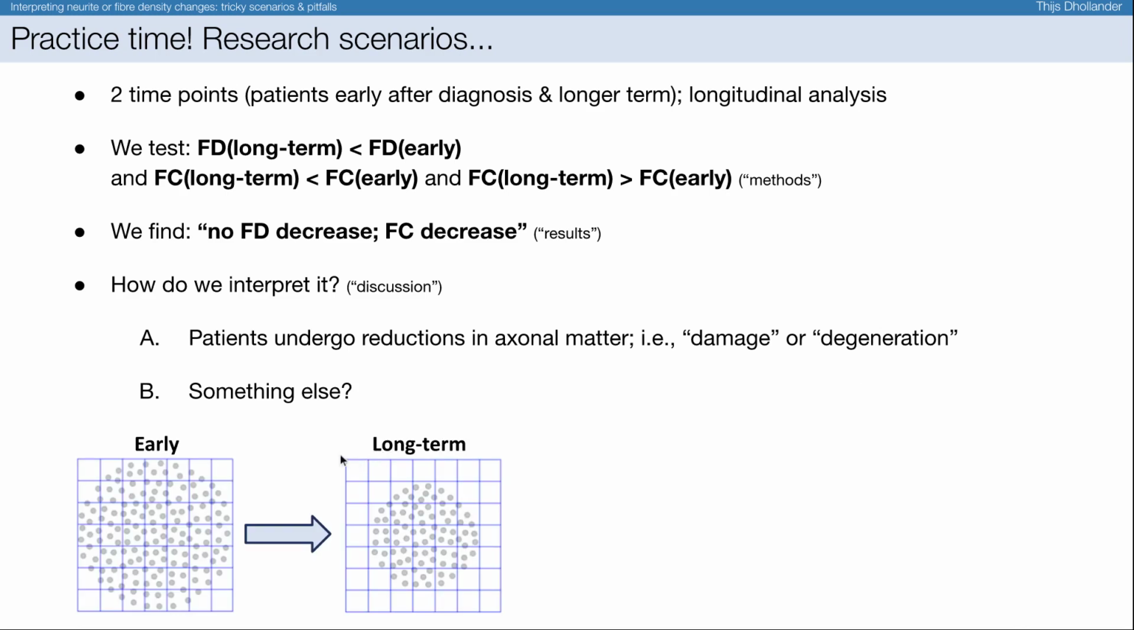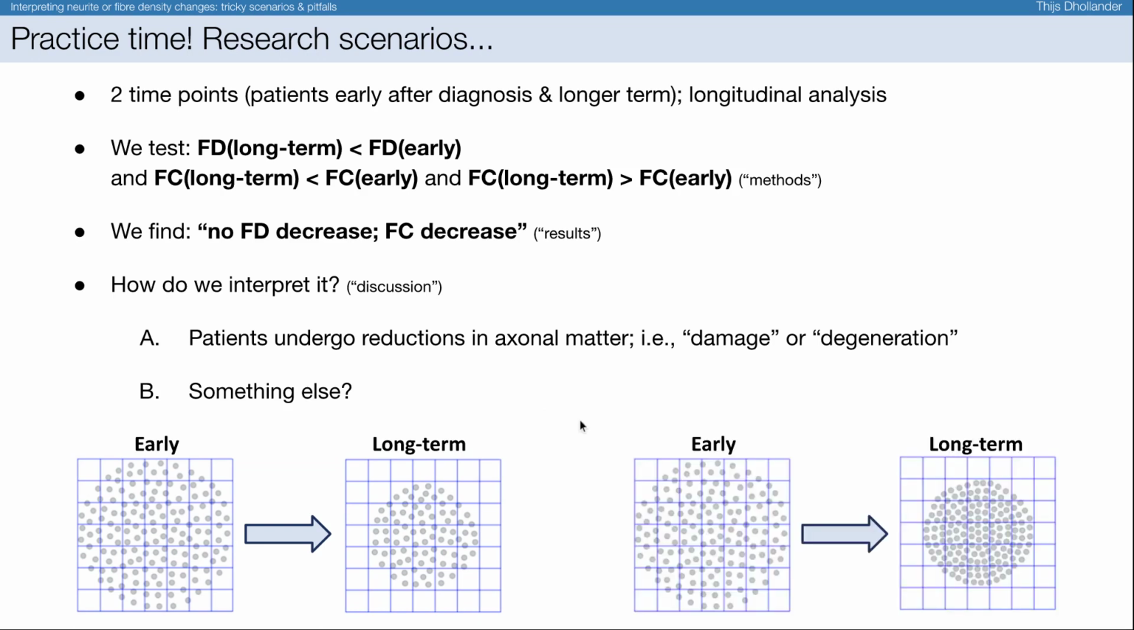So this could be a scenario, right? Early versus long term, the fiber density has not decreased. It's the same here and there, but the FC indeed has decreased. And based on that, indeed, axons are lost. So we could say, yeah, A, degeneration. But is there something else that we have overlooked?